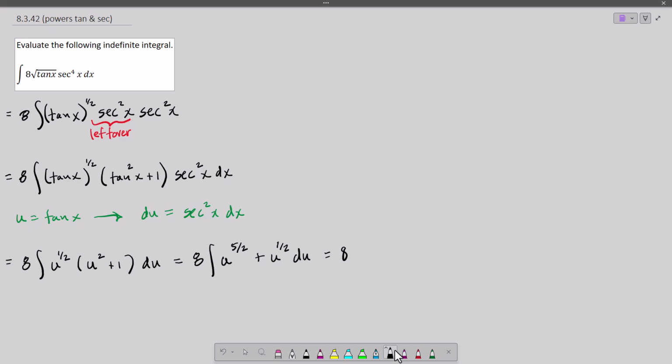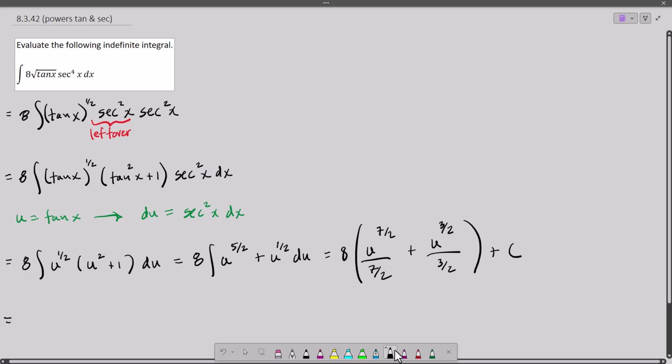So that will be 8 multiplied by, let's see, add 1 to the exponent there, we get 7/2, dividing by 7/2, and then add 1 to the exponent here, we get u to the 3/2, we'll divide by 3/2, plus c. We will now convert back over to our original variable, and let's also deal with the constants here.